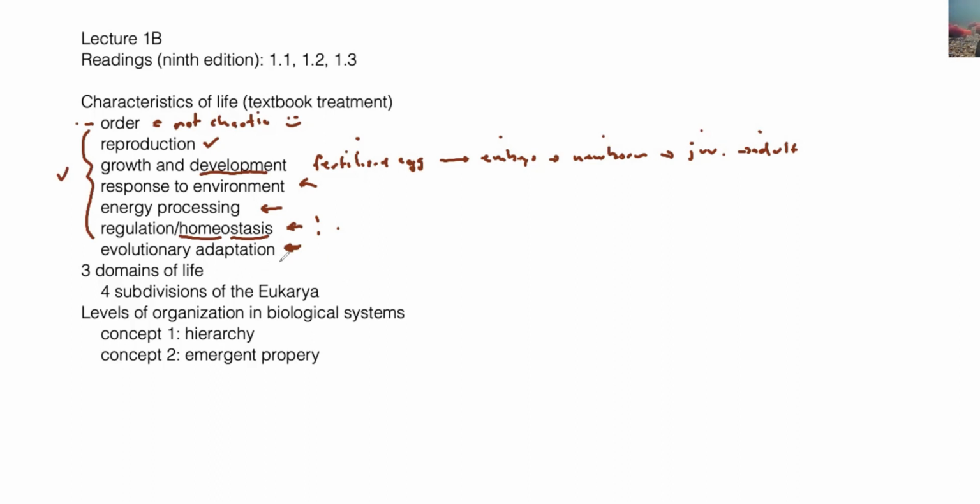Right? The three domains of life, remember, we had two prokaryotic domains, which were the bacteria and the archaea. And then you had the eukarya, which had four groups in it, the protista, which was not a real kingdom, but then we had the animals, the plants, and the fungi as the three legitimate kingdoms within the eukarya.